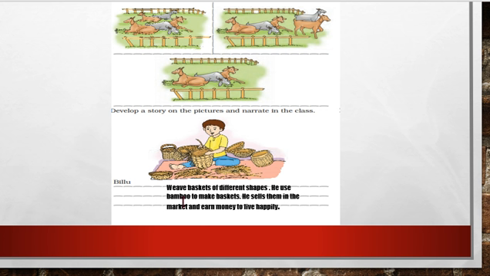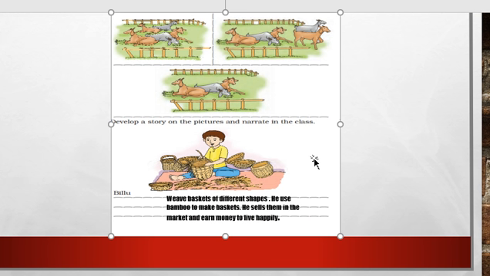Like, Billu weaves baskets of different shapes. He used bamboo to make baskets. He sells them in the market and earns money to live happily. So here the child has come to know the skill of making baskets. He or she may come to know the concept of money, means if you do some skilled work, you can earn money later in your life. So these are the activities or worksheets which you can also develop to assess the learning outcomes for class 1.